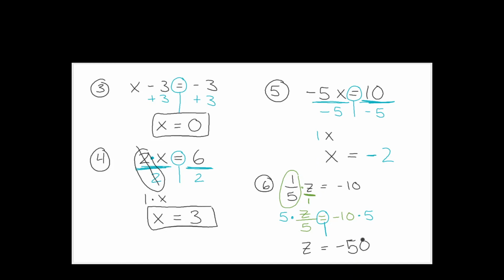Now, usually when students panic over fractions, I strongly encourage you to go ahead and check your work. Check it, plug it in. If we have 1/5 times negative 50, it's really negative 50 divided by 5. Negative divided by positive is still negative. 50 divided by 5 is 10. So we did our work right. Okay?